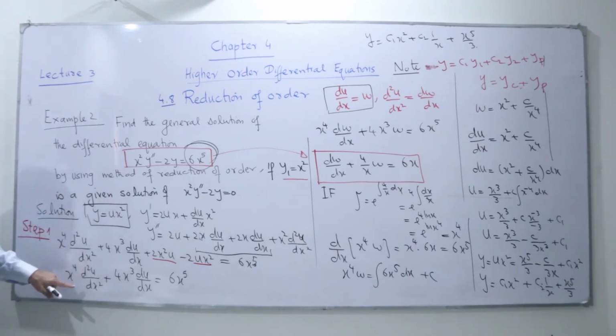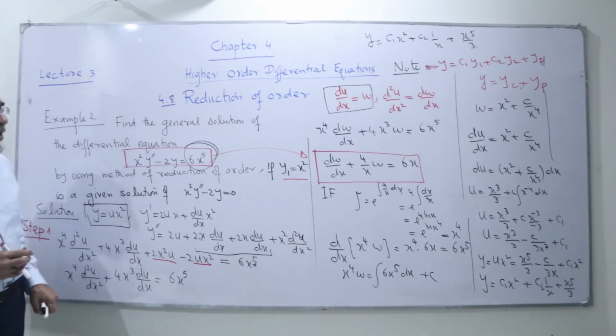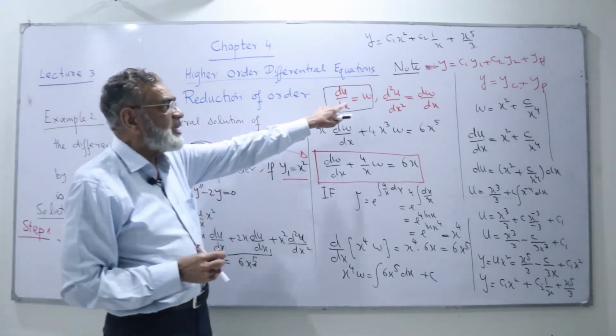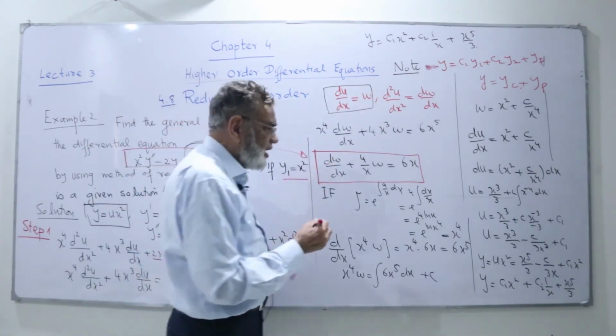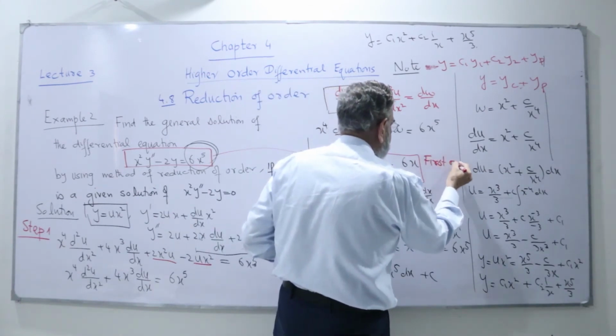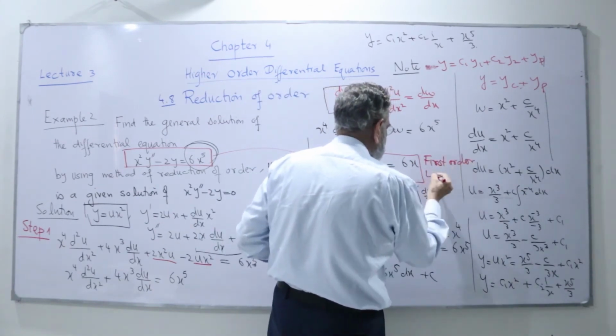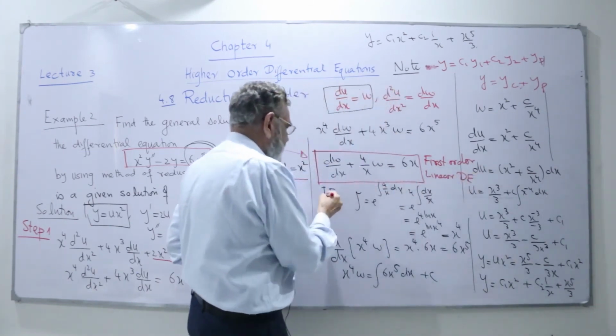This x to the power 4 d2u by dx squared plus 4x cubed du by dx equals 6x to the power 3. Then we make the substitution: du by dx is equal to w and d2u by dx squared is dw by dx. I get a first order linear differential equation. We know that to solve this one, we use an integrating factor.